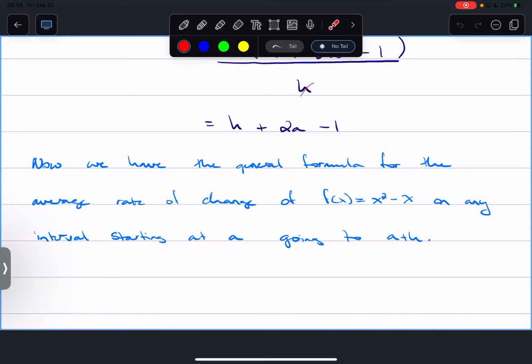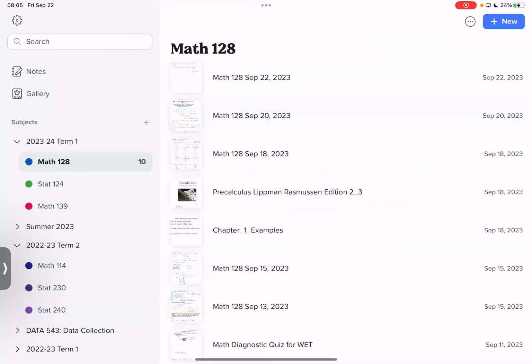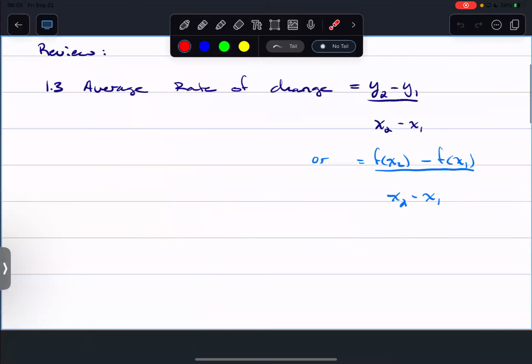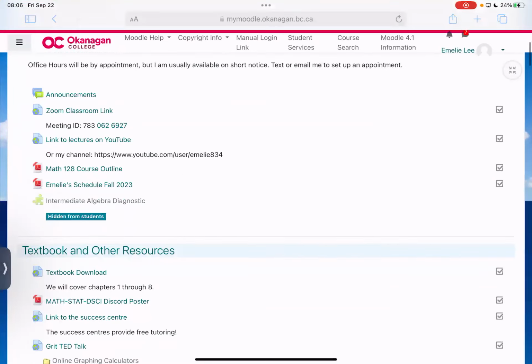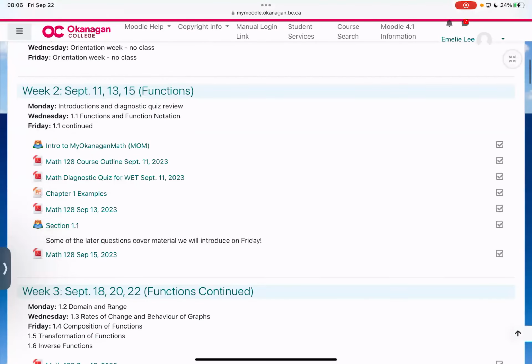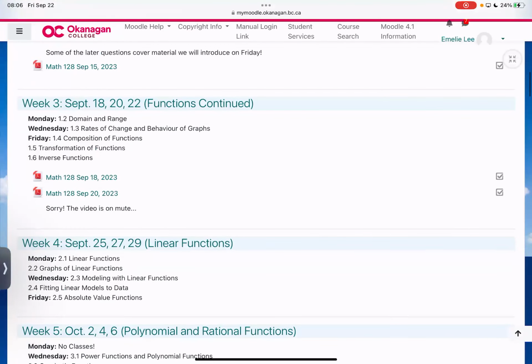I can't find those notes. They're just from September 20th. I just threw them in with the, so they're not separate. Do you have the 20th showing on there? I have, and I even put a little note. Okay. Sorry, the video's on mute. Unbelievable.